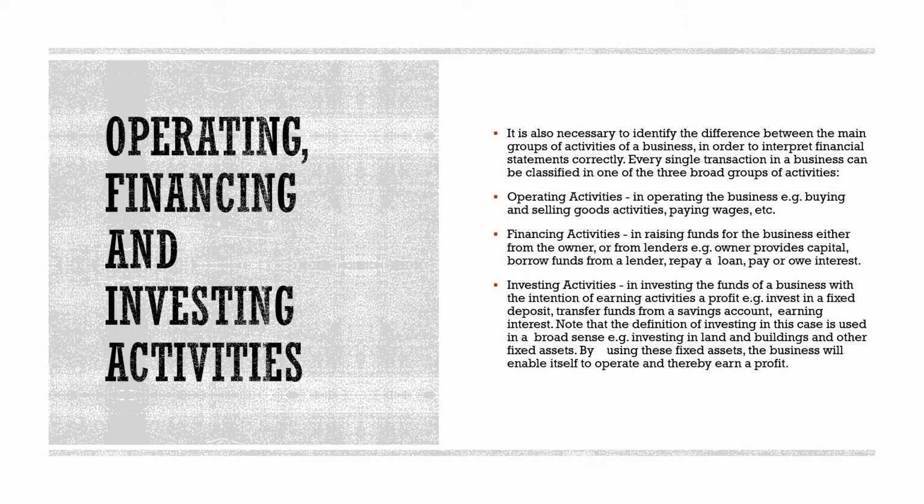Operating activities, in operating the business, for example, buying and selling goods, paying wages, etc. Financing activities, in raising funds for the business either from the owner or from lenders. For example, owner provides capital, borrow funds from a lender, repay a loan, pay or earn interest. Investing activities, investing the funds of a business with the intention of earning a profit. For example, invest in a fixed deposit, transfer funds from savings account, earning interest.